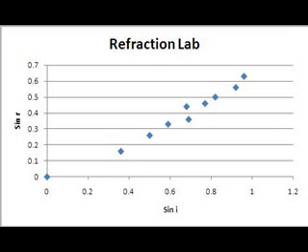We can see that the angle of refraction is always greater than the angle of incidence. The slope of the graph gives you the refractive index of perspex. The slope is the ratio of sine r and sine i.